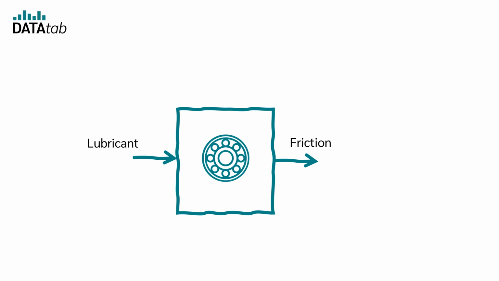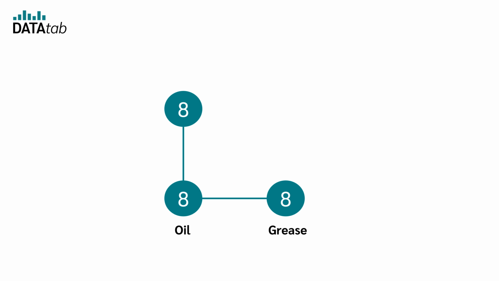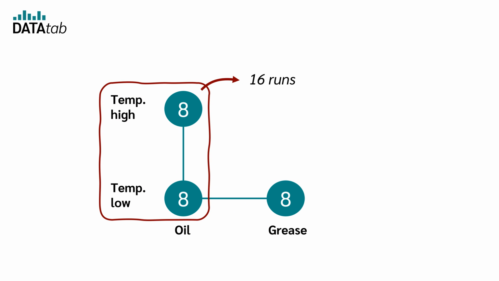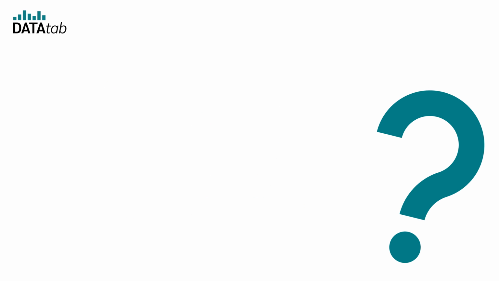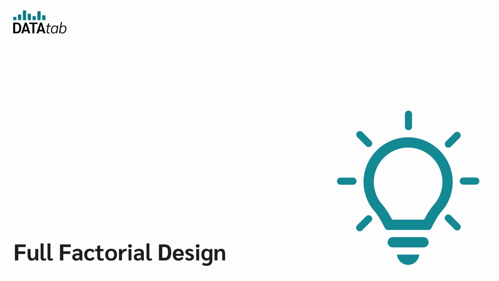But what if we have a second factor? Let's say in addition to lubrication, we have temperature with low and high. Then we need another 8 runs to take this factor into account. So we need 16 runs to check if the lubricant has an effect and 16 runs to check if the temperature has an effect. This gives us a total of 24 runs. Now the question arises, is it possible to achieve this with fewer runs? And that brings us to the full factorial design.